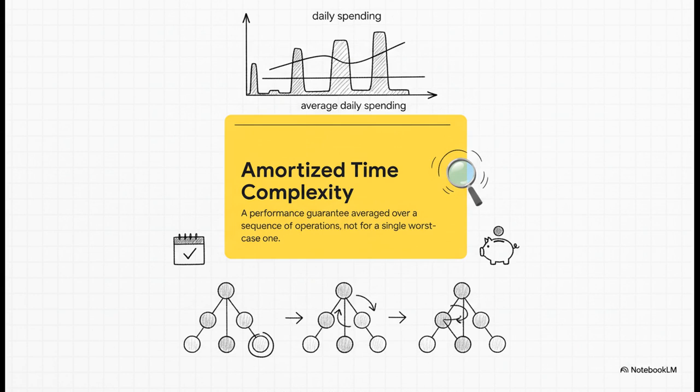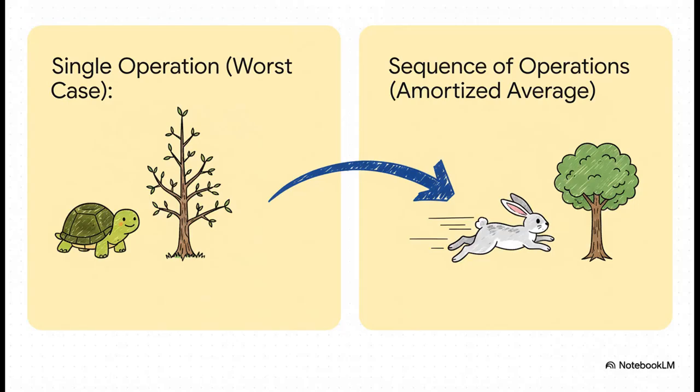The best way to think about it is like a monthly budget. You might spend way too much on one day, but over the course of the whole month, your average daily spending is actually pretty low. Splay trees promise that same kind of good average performance, but over a long sequence of operations. It's kind of the tortoise and the hare of data structures, if you think about it.